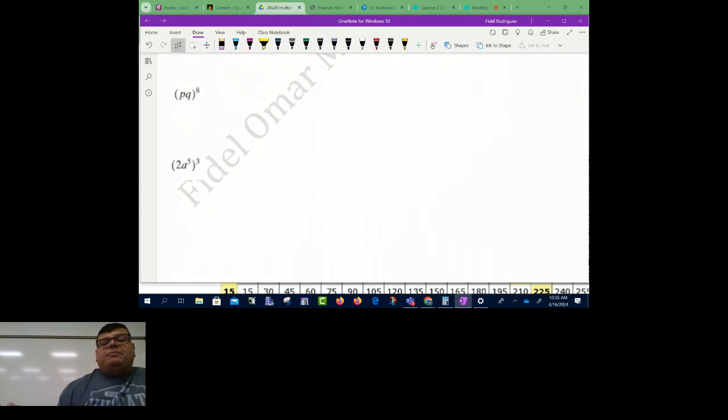Let me scroll down a little bit more. So y'all, I got a couple more problems here. First thing I want to do is on the inside of those parentheses, the power in my P and the power in my Q really are 1s. So what am I going to do with that 8? I'm going to multiply that 8 times each of those 1s. Well, 1 times 8 is still 8. And 1 times 8 again is still 8. So I got P to the 8th and Q to the 8th.